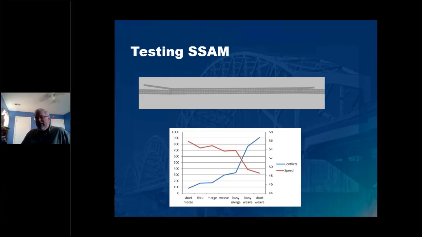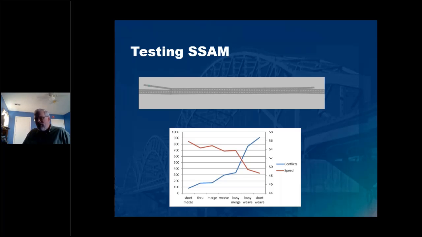And so I kind of said, okay, so how could we use it? Is it even applicable? What I did is I took our calibrated model and stripped out all of the network and just put in real simple geometries, basic merge, basic weave, and that sort of thing. Then I started running tests, exporting the trajectory files out of VISSIM and importing that into SSAM. That's a whole other topic if you want to learn more about that.